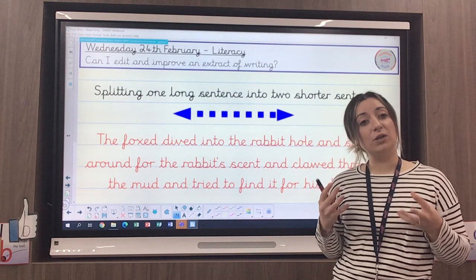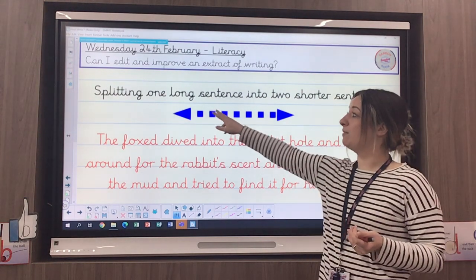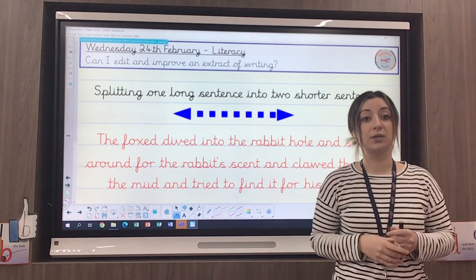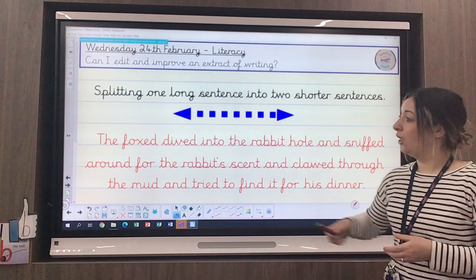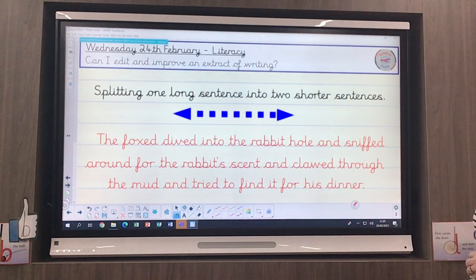So let's read through it one more time, have a think at home, I'll give you some time afterwards. How could I split this sentence into two shorter sentences? So remember, splitting one large sentence, which is this one, into two shorter sentences. The fox dived into the rabbit hole and sniffed around for the rabbit's scent and clawed through the mud and tried to find it for its dinner.